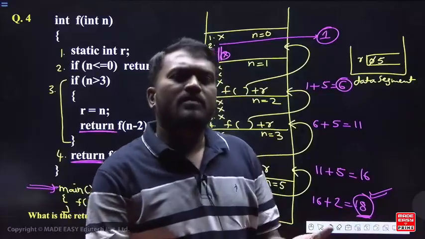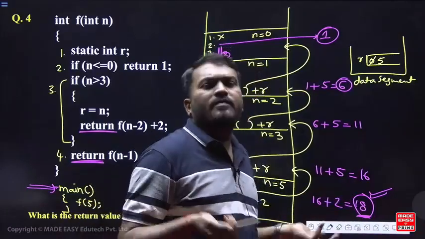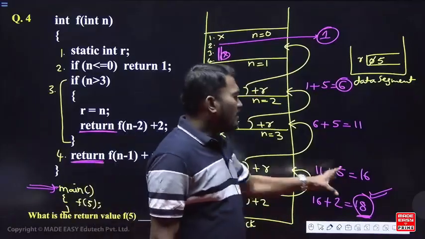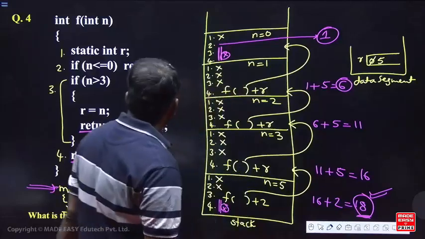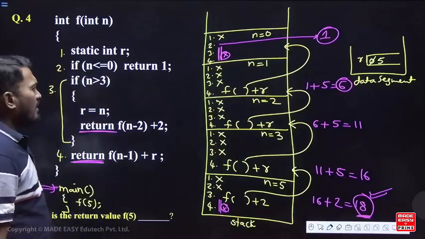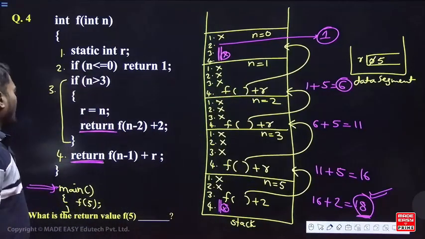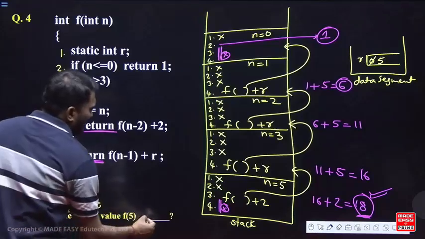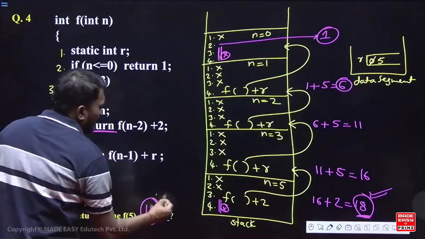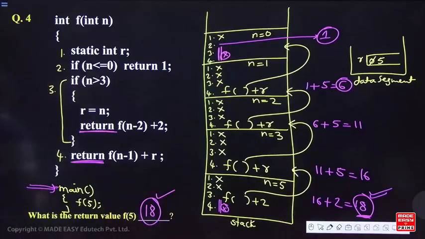Is that clear? If you want to receive it and print it, that is a different case. The return value is 18. This is a GATE question only; everything is a GATE question. The right answer is 18. Is this clear for everyone? It is a numerical type question, so you need to type the answer as 18.